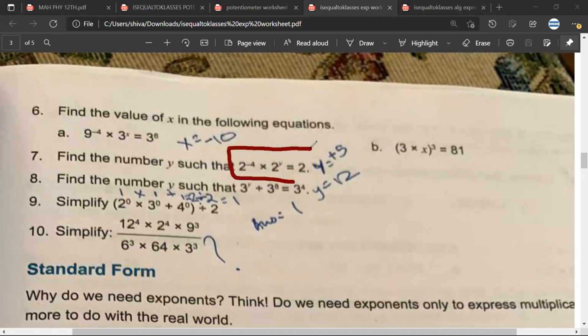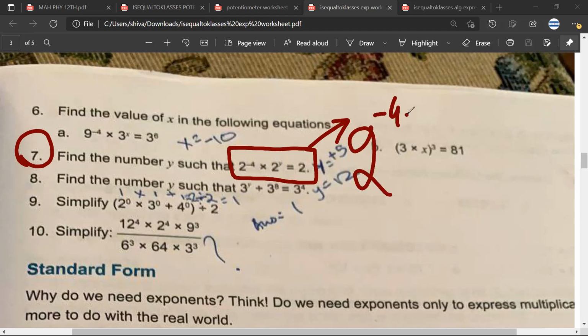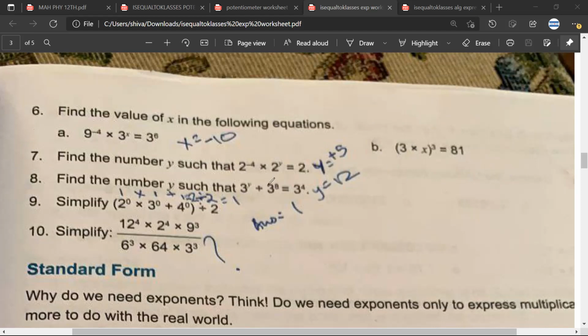Mr. Sarthak, any doubt? No, sir. Sarthak ji, how should I do this question? Question number 7. So it will be 2 raised to power -4 plus y equals 1. Is it clear? Yes, sir. See, please try to understand what I'm doing. I can see a multiplication here, and this is 2 raised to power -4 into 2 raised to power y.